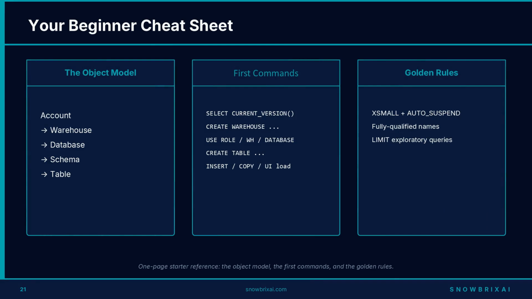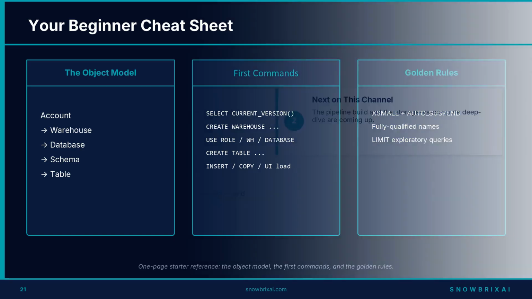Here is your cheat sheet to keep beside you. The object model in order: account, then warehouse, then database, then schema, then table. Your first commands: select current version, create warehouse, the use statements, create table, insert, and the interface or copy load. And the golden rules, the ones that save you: extra small with auto suspend on, fully qualified names always, and limit on your exploratory queries. Pin this somewhere. These few things carry you through your entire first week.